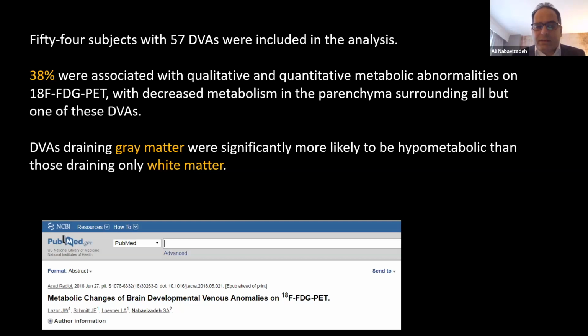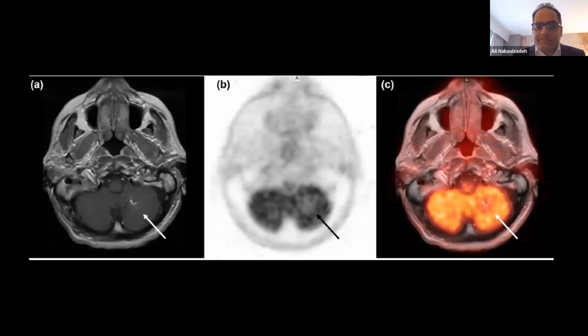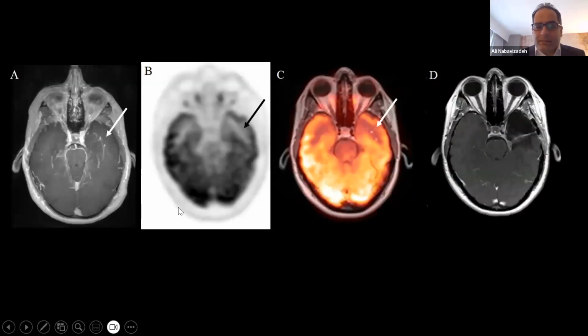And as I mentioned, DVAs can also show metabolic abnormalities on FDG PET, about 38%, which is actually a very high number. You can see this DVA showed decreased metabolism in the territory of the DVA in the left cerebellum. This one actually showed decreased uptake in the left anterior temporal lobe, and the patient underwent anterior temporal lobectomy because of decreased activity, which in retrospect was attributed to the DVA and not an epileptogenic focus. So this is a very important pitfall.